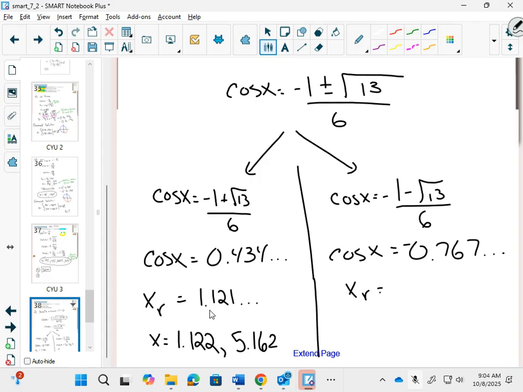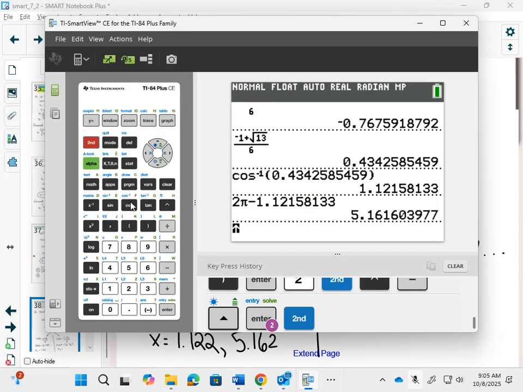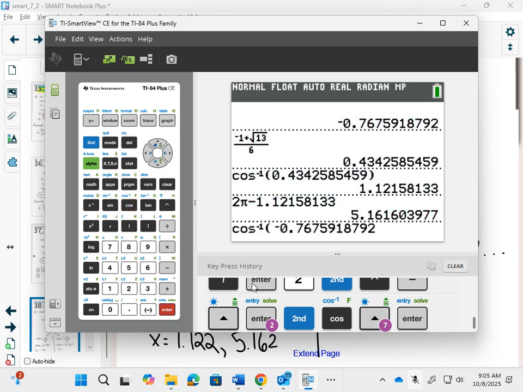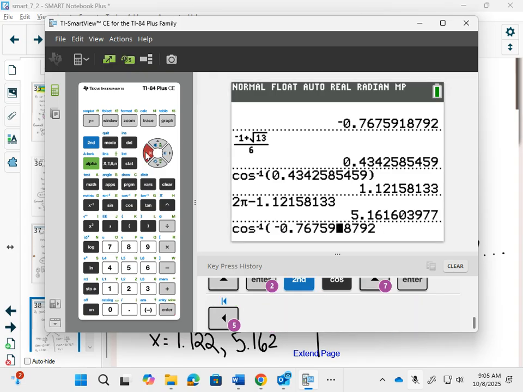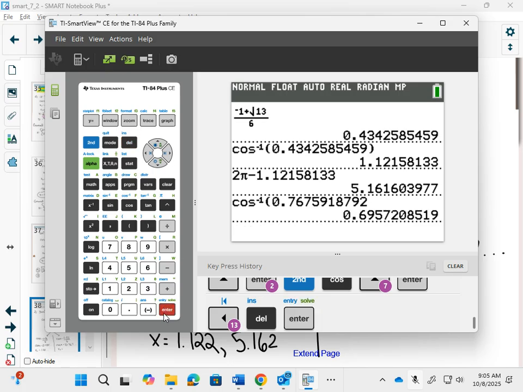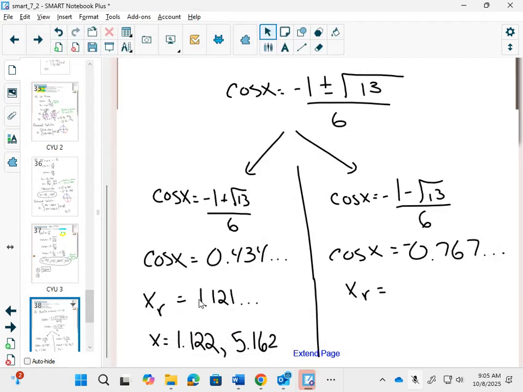And find my reference angle for the other side by doing cos inverse of. Now if I go up and select this value, what's the problem? There's the negative. This time I'm going to spend the time to go back and delete it. Push enter. 0.696. Reference angle 0.696 for 3 decimal places. And since it's negative, we would be looking in quadrants 2 and 3.